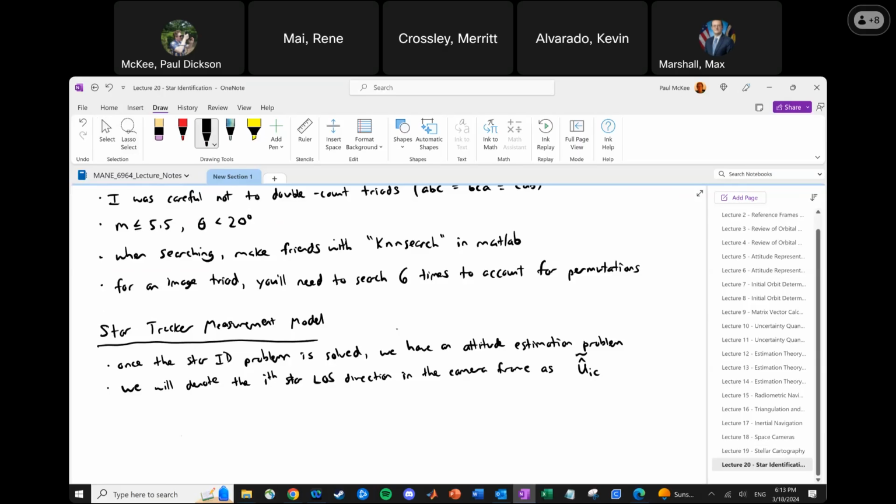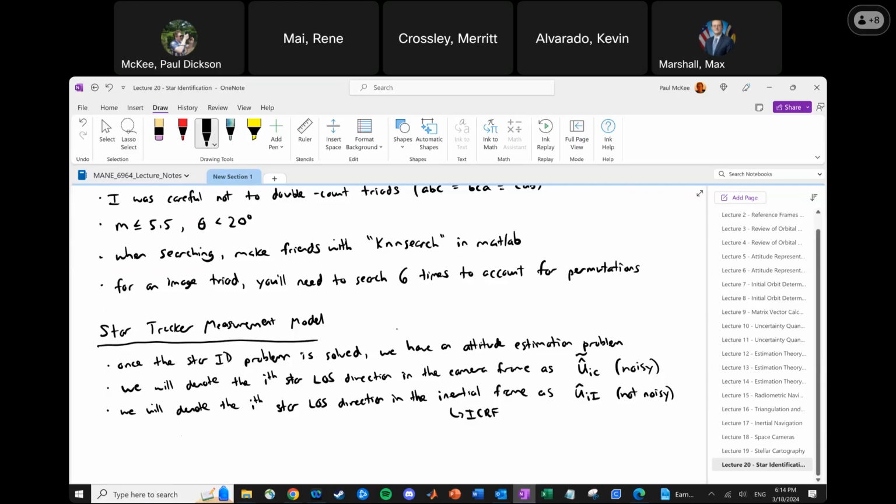hat squiggle. So U is just our letter that we're using. I as in it's the ith star, C as in it's the camera frame, hat as in it's a unit vector, and squiggle as in it's noisy. So this is what we measure. We will denote that same star. So we're assuming we've solved the star ID problem. The ith star line of sight direction in the catalog frame or in the inertial frame, think International Celestial Reference Frame, as UII with a hat. It does not have a tilde because it's considered to be the perfect measurement, so it's not noisy. So the top is measured, the bottom is catalog.